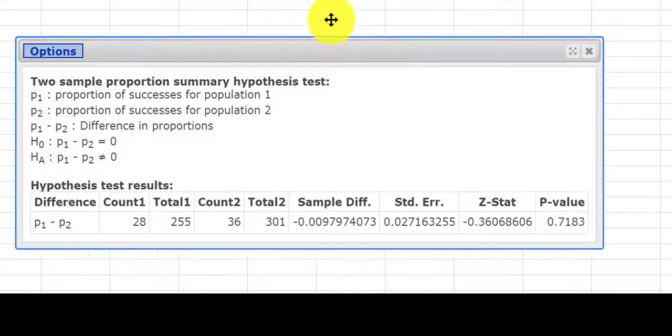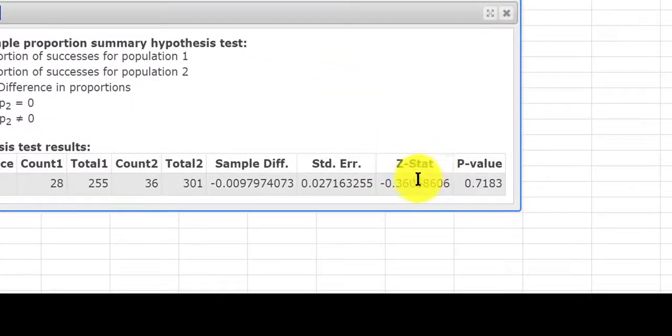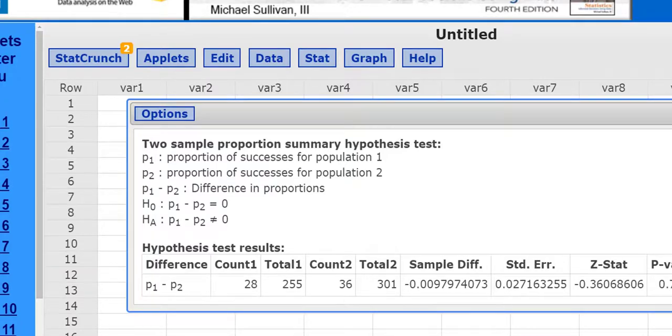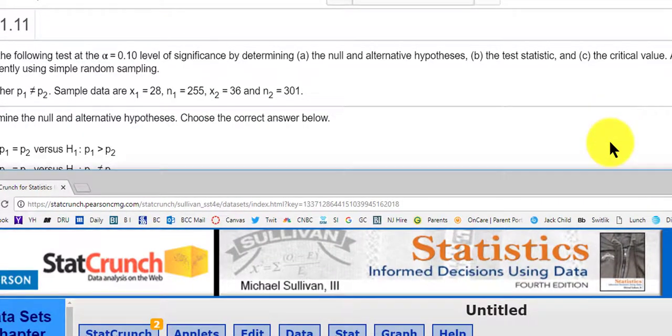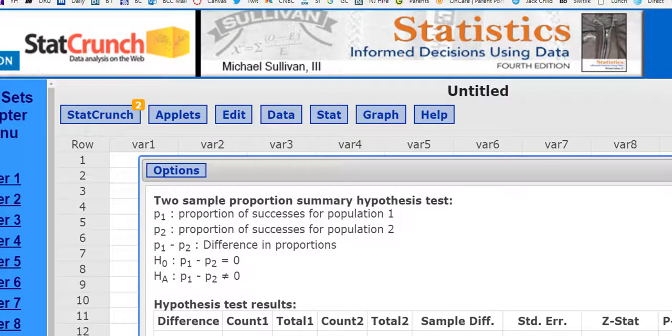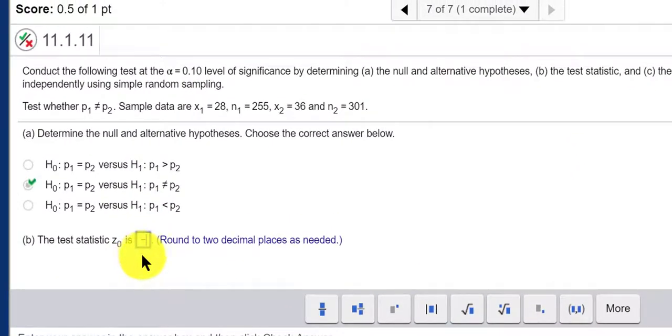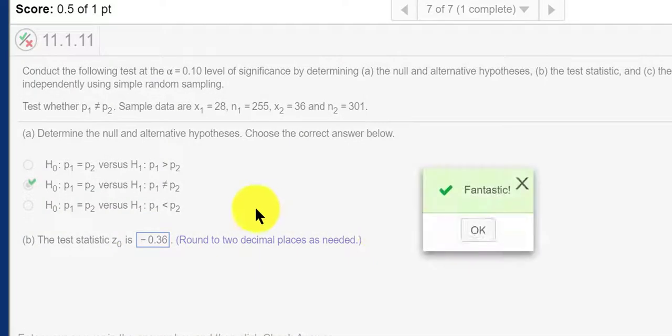And if you look down here, here is my test statistic, my z-stat, right? Here's my p-value and so on. So I believe we have to round to two decimal places, so I'm going to enter negative 0.36. And then we'll check our work to see if we are correct. Negative 0.36. Now we can check our answer to see if we have the correct answer. And that looks good. Fantastic.